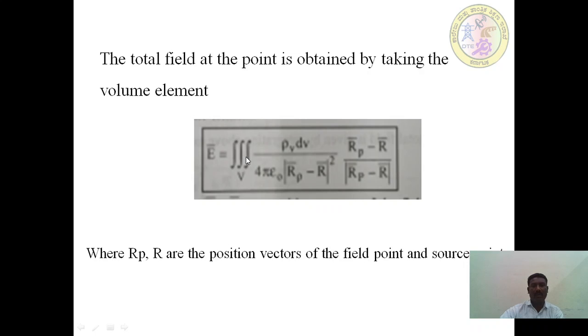That is, E is equal to the volume integral of rho v into dv divided by 4 pi epsilon naught |rp minus r| whole square, into the unit vector showing the direction, (rp minus r) divided by the modulus of (rp minus r).